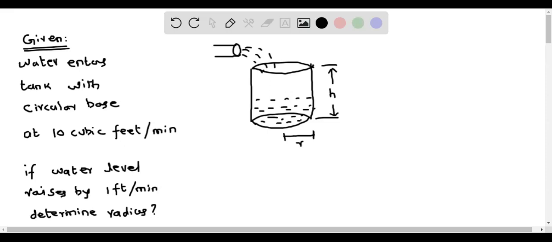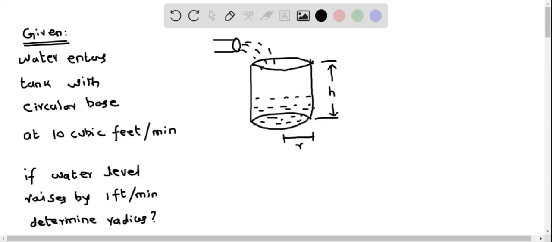We know that the water enters the tank with a circular base at 10 cubic feet per minute, and if the water level rises by 1 foot per minute, we have to determine the corresponding radius. So first we have to identify the shape of the tank.